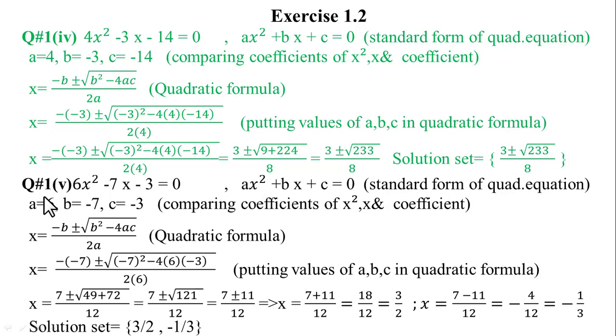Now we will solve question number 1 part 5. Given equation: 6x square minus 7x minus 3 is equal to 0, where ax square plus bx plus c is equal to 0 is the standard form of a quadratic equation. Now we compare the given equation and the standard form, comparing the coefficient of x square, x and the constant term. Then a is equal to 6, b is equal to minus 7 and c is equal to minus 3.